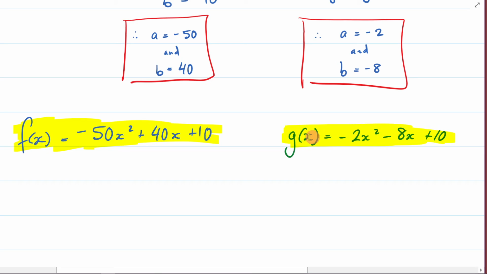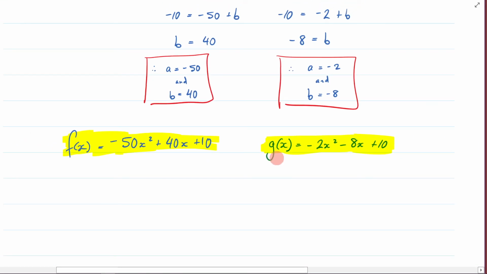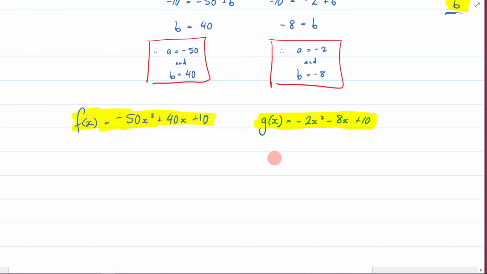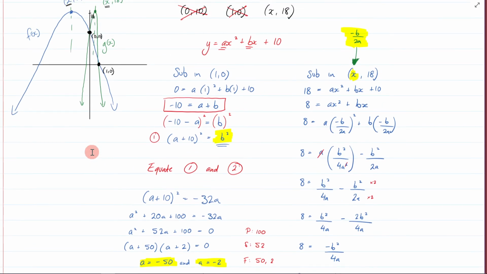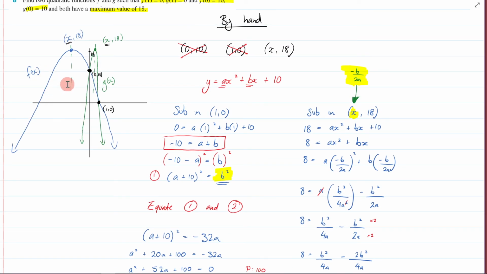All right, I just want to pause for a moment and reflect on everything that we did and spot out the difficult things that we did. But those are the answers that we're after. And it really doesn't matter which one you called f of x and g of x here. So as you can see, negative 50x squared plus 40x plus 10, and then negative 2x squared minus 8x plus 10. We got it. Perfect. I was just double checking the answer there. So as you can see, we created two different quadratic rules that both go through these intercepts and have a maximum of 18.